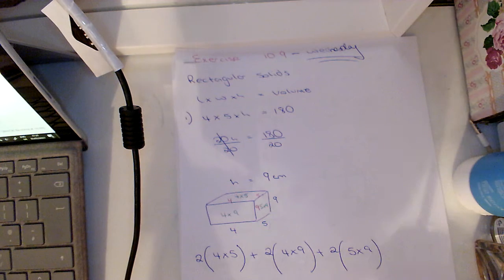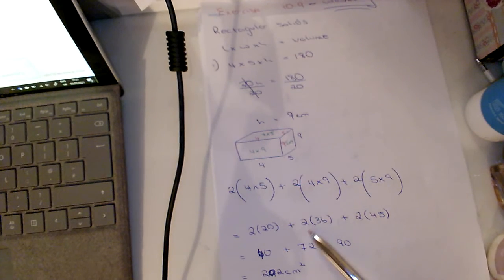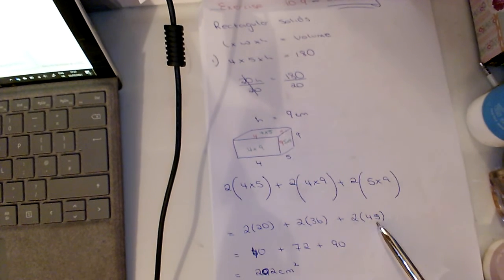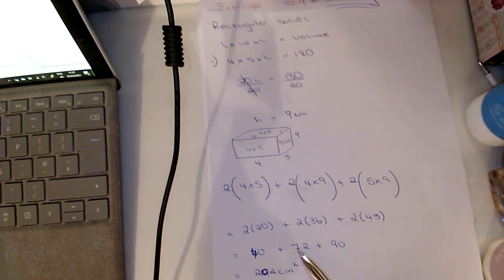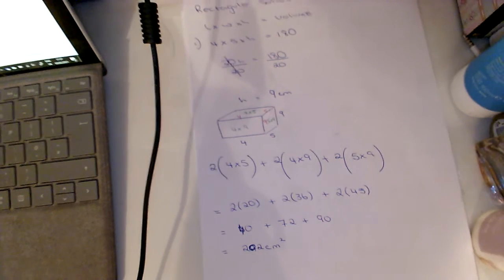So it's then going to be 2 times 4 by 5 plus 2 times 4 by 9 plus 2 times 5 by 9, and I get 2 by 20 plus 2 by 36 plus 2 by 45, and I get 40 plus 72 plus 90, and I get 202 centimeters squared for the first one.